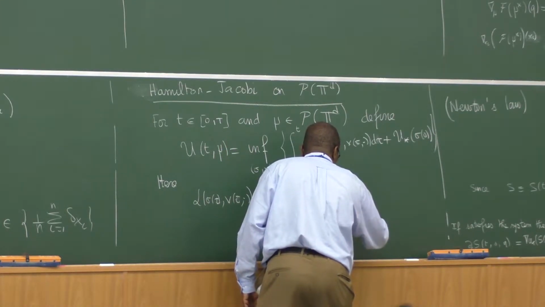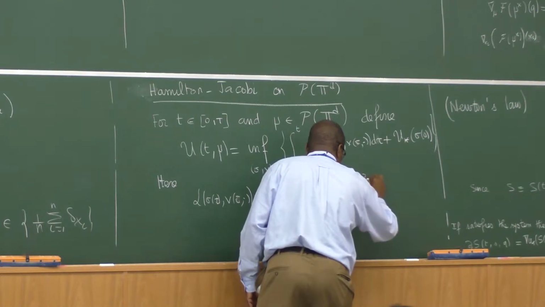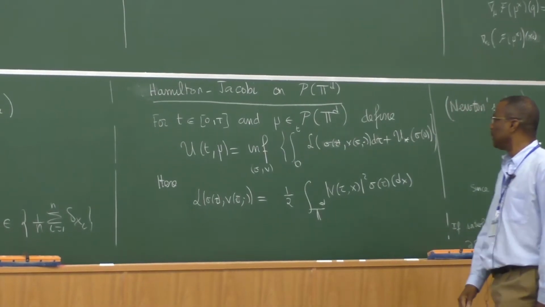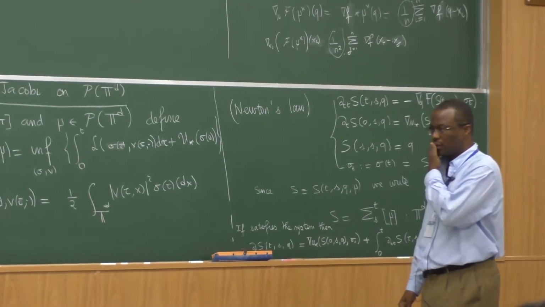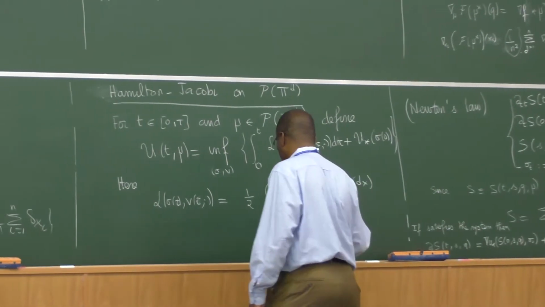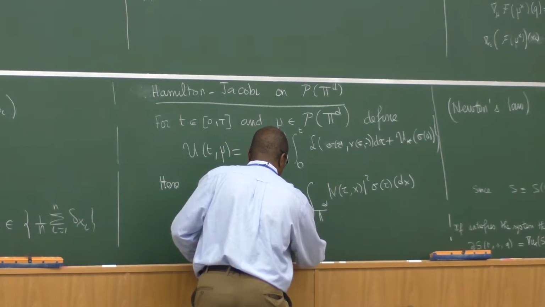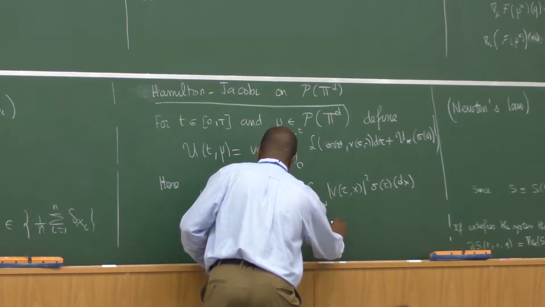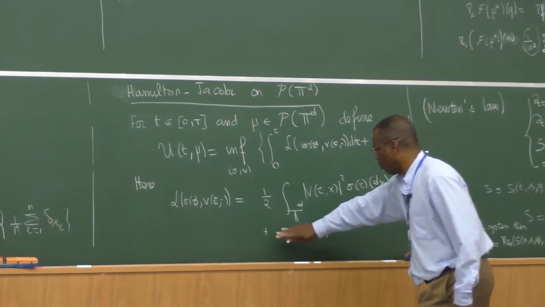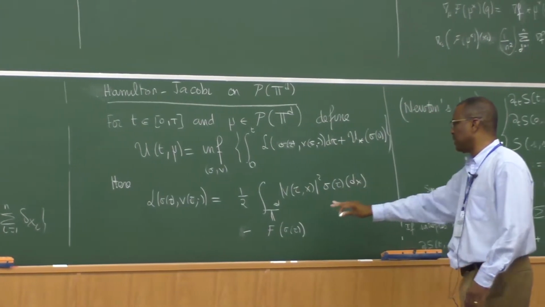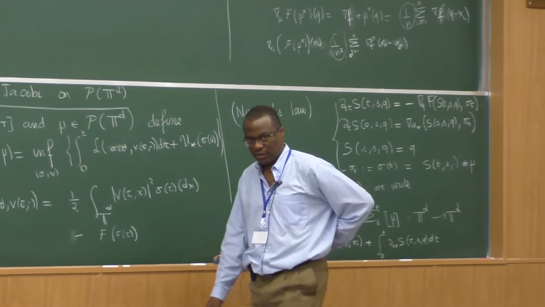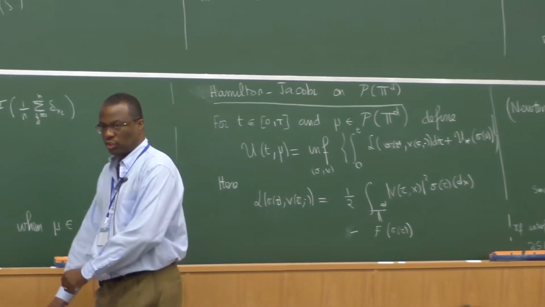Of V tau x squared sigma tau dx. And plus f of sigma tau. So I have a minus. I have a kinetic energy minus a potential energy. And I define this value function.